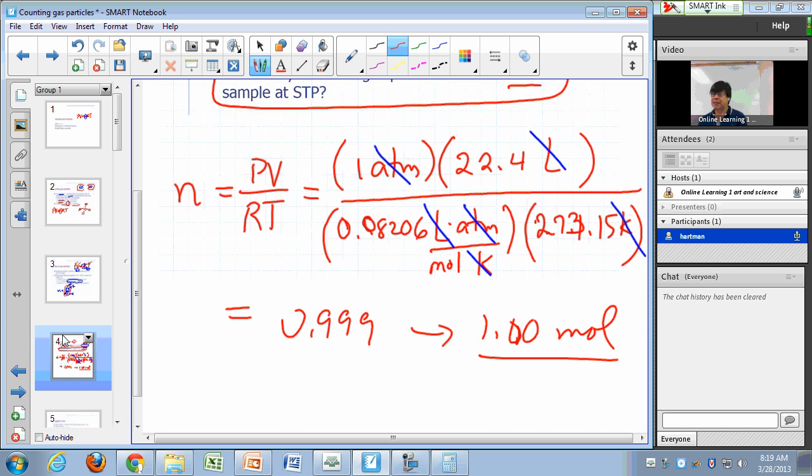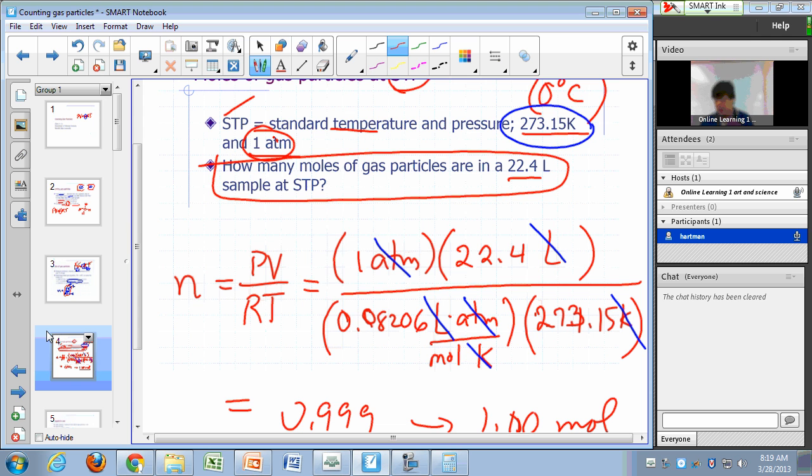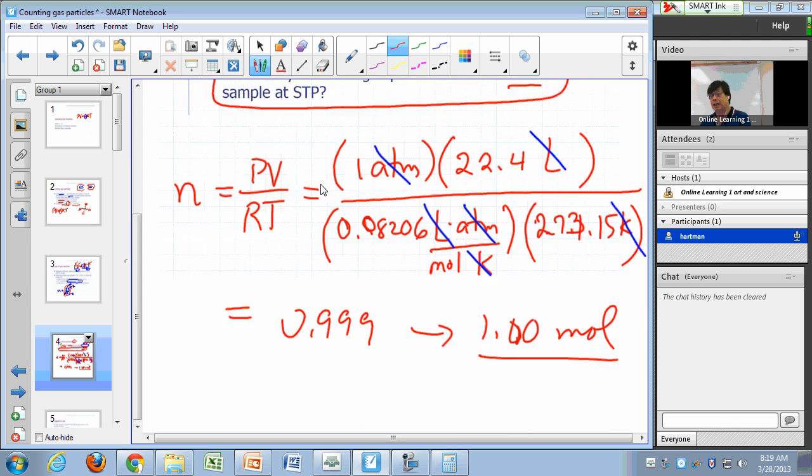So, in fact, that's a good number to remember. A good way to estimate how many particles of gas you have in a sample is to think about 22.4 liters at STP. A mole of gas particles will occupy a volume of 22.4 liters at STP.